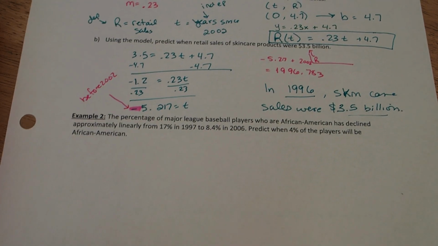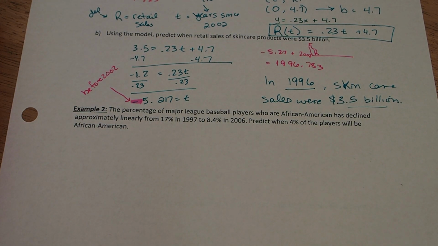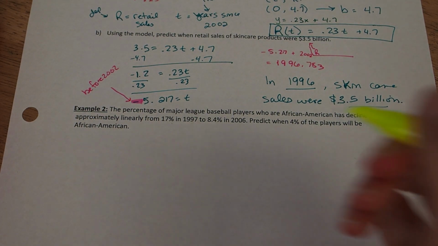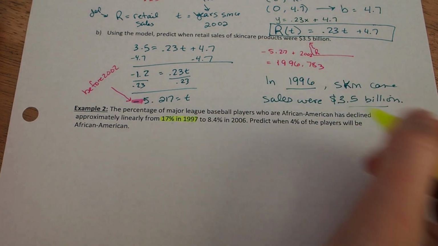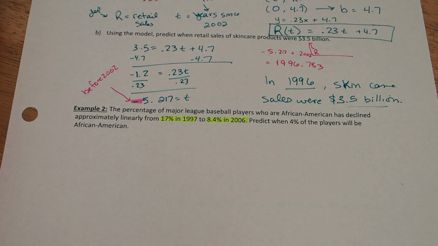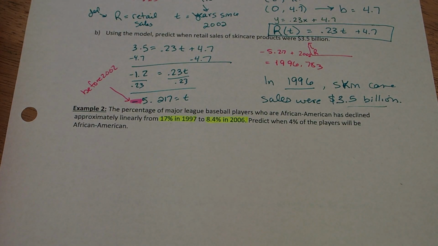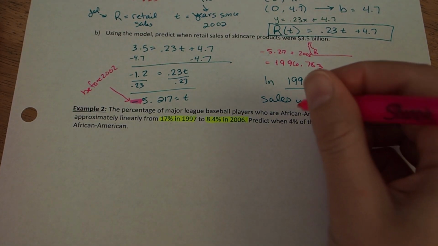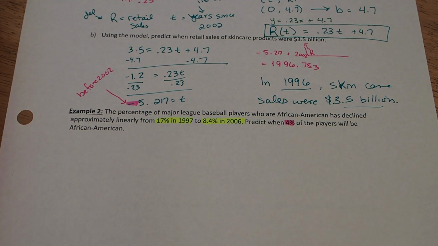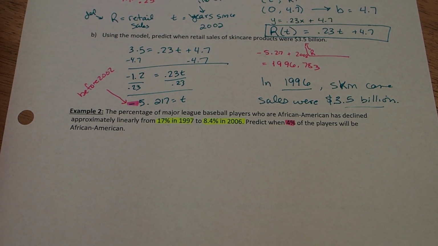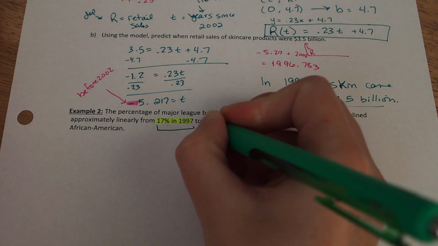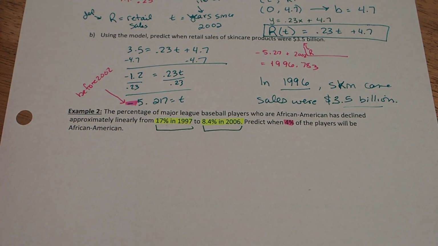Let's look at example 2. The percentage of Major League Baseball players who are African American has declined approximately linearly from 17% in 1997 to 8.4% in 2006. Predict when 4% of the players will be African American. All right. So this question is going to have us do a lot of work. The first thing I'm going to need to do is write an equation. And I start with these two pairs of information. So I'm going to write two ordered pairs.